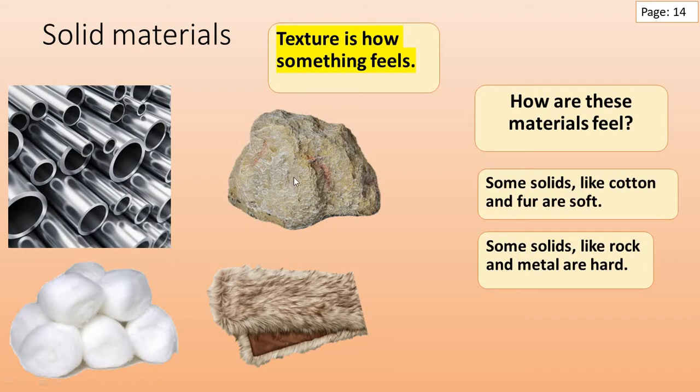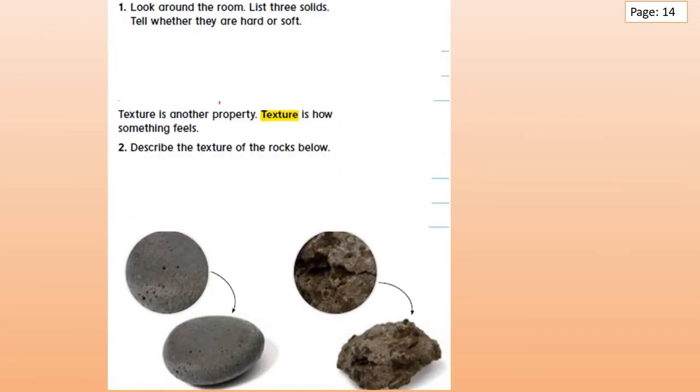This rock has a very hard texture. And the same for metal. Metal has a very hard texture. But cotton and fur have a very soft texture. Interesting. Let's see the next question.